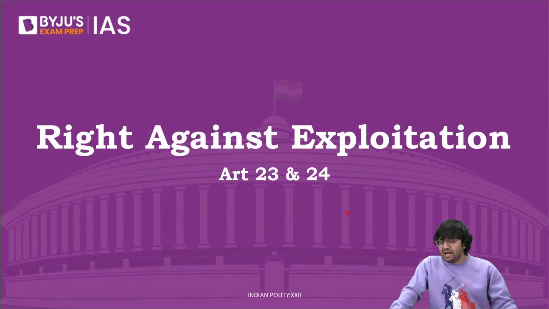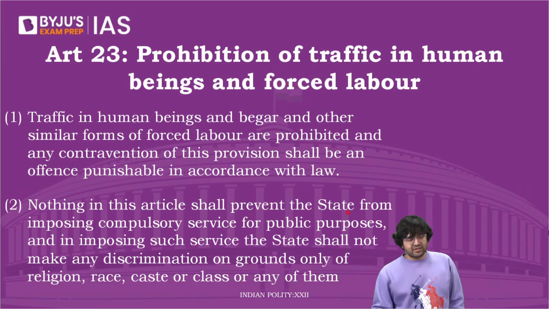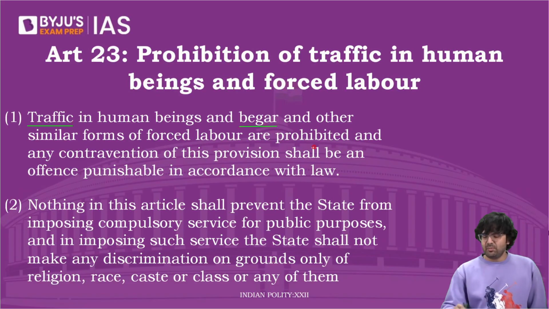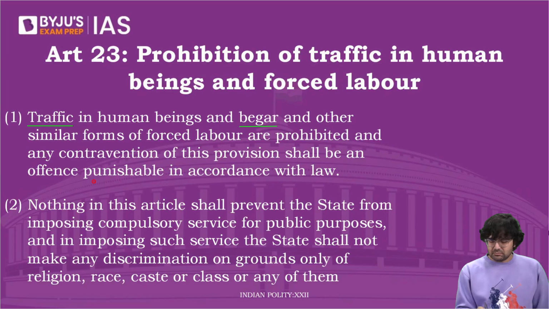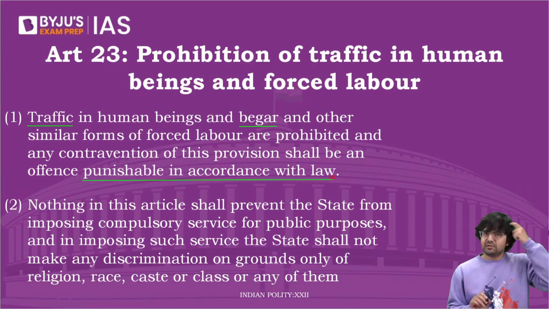Now let's come to Articles 23 and 24, right against exploitation. Article 23 says traffic in human beings, begar, these kinds of forced labor things will no longer be allowed. They are prohibited. And if you try to enforce such things on people, you will be punishable in accordance with law. So you will not do all this.